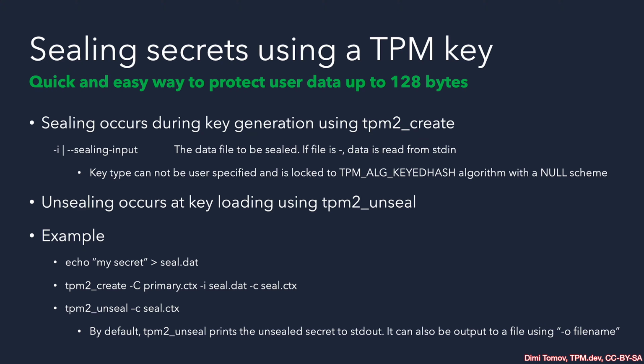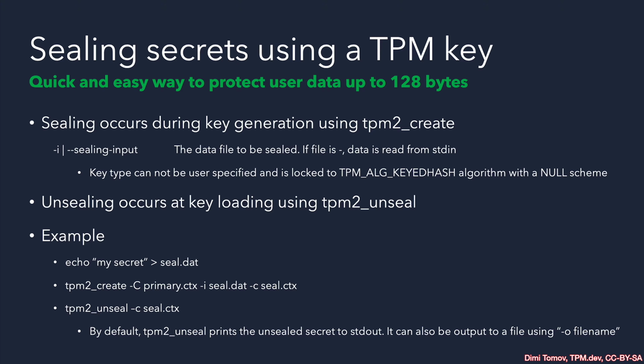The size is 128 bytes. This is plenty for sealing a secret, configuration string, or even a symmetric key. An example of how to seal some arbitrary data is provided on this slide. And please note that the sealing happens during key generation. What's missing in this example is the generation of the primary key that happened sometime before.